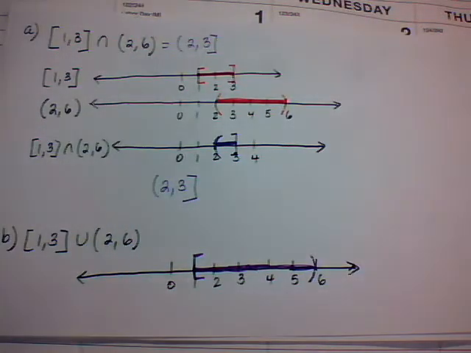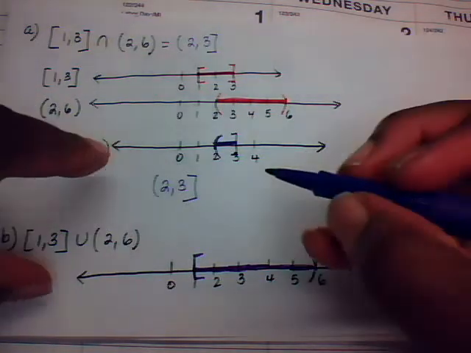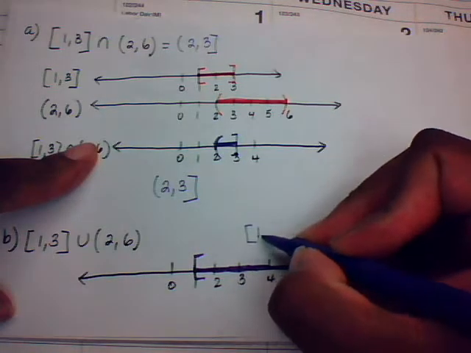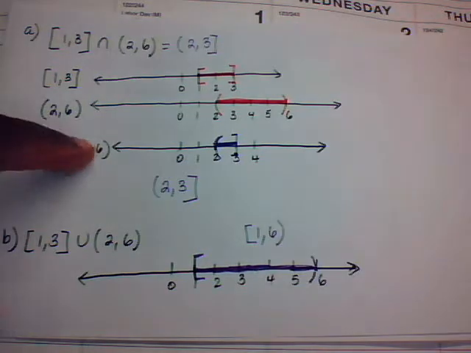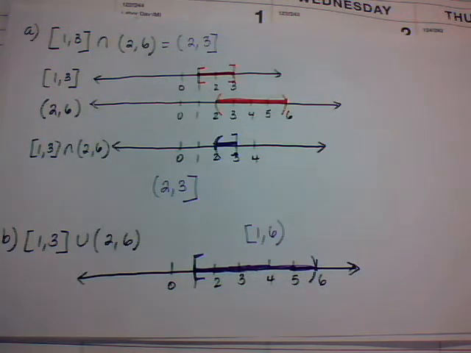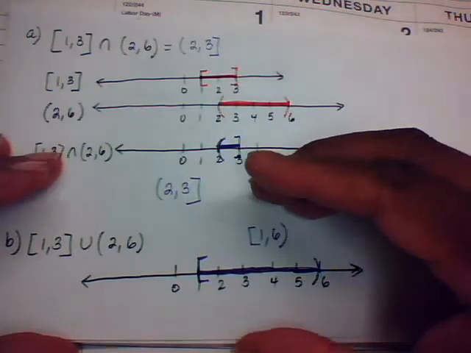Okay. So that represents the union of the closed interval [1, 3] and the open interval (2, 6), which will look like this. And it's going to be this half-open interval [1, 6). Okay. So that's how you find the intersection and the union of two intervals.